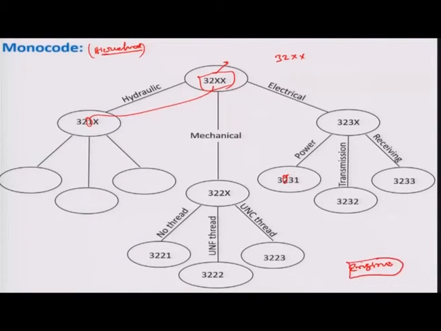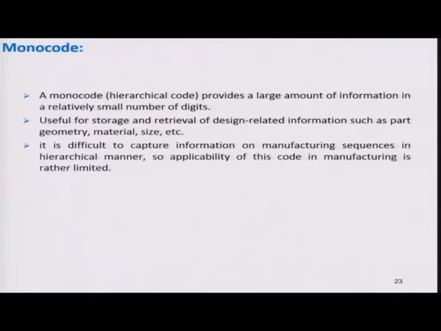So monocode is generally used in an engine. You can find in any automobile engine a standard, unique code, and that is generally based on monocode. It provides a large amount of information with a relatively small number of digits, and is useful for storage and retrieval of design related information such as part geometry, material size, etc.